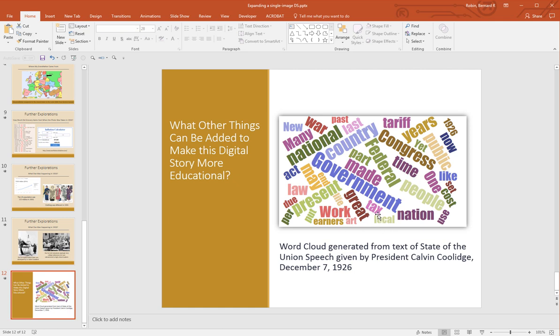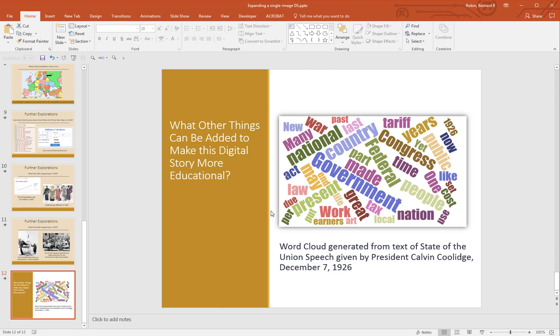And so government and people, federal, Congress, national, tariff, work, earners, art, law, are some of the most common words in that speech. And that's kind of interesting if you want to compare a State of the Union address by a current president with one given in a previous year.